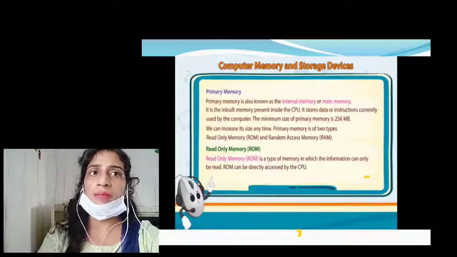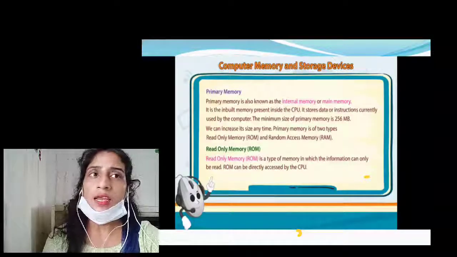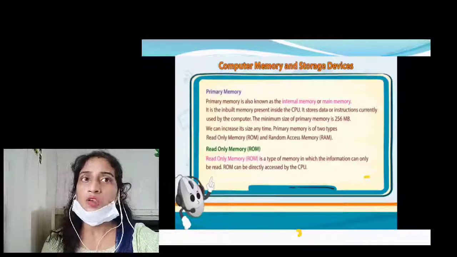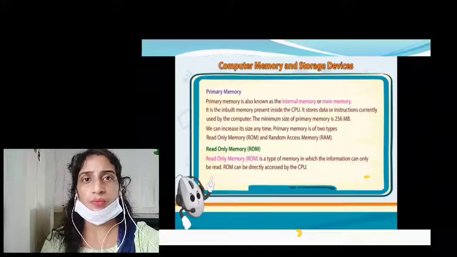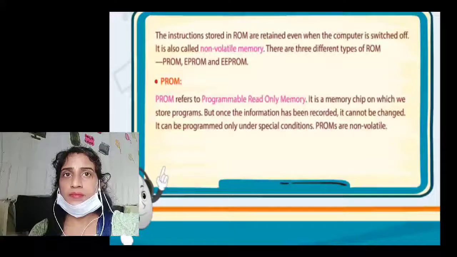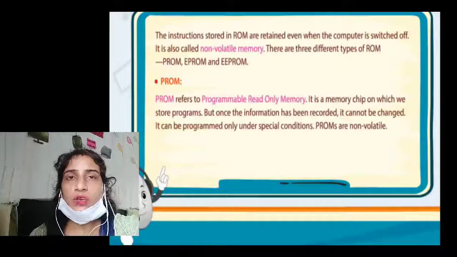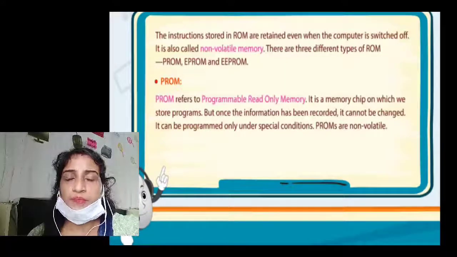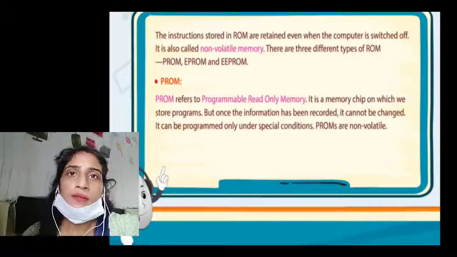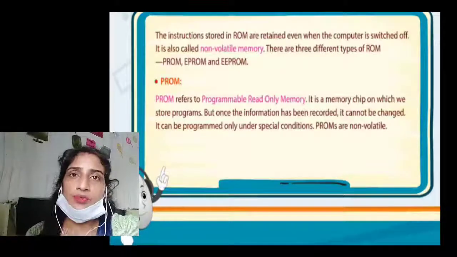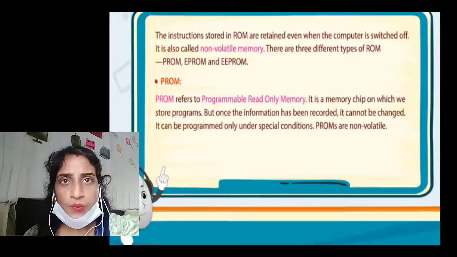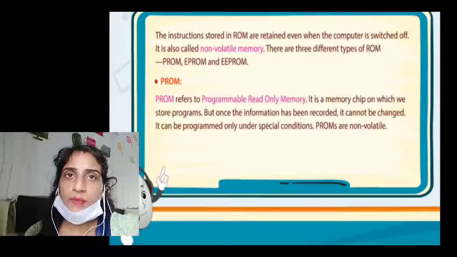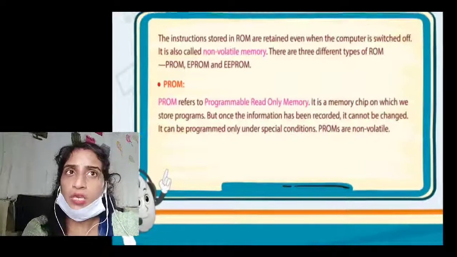Read only memory is a type of memory in which the information can only be read. ROM can be directly accessed by the CPU. The instructions stored in ROM are retained even when the computer is switched off. It is also called non-volatile memory. There are basically three types of ROM, that is PROM, EPROM and EEPROM.